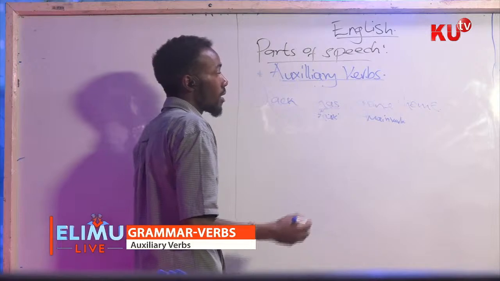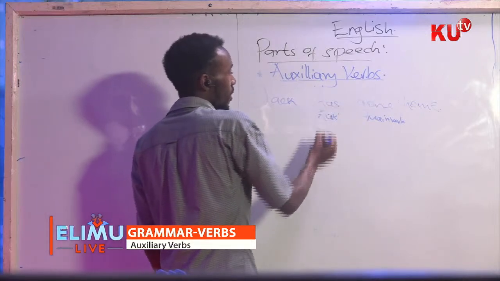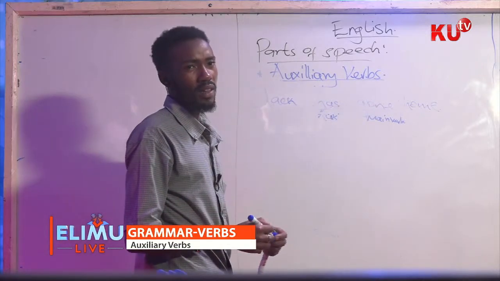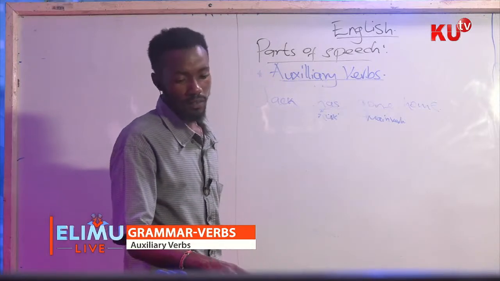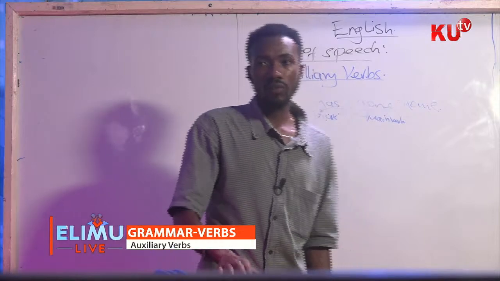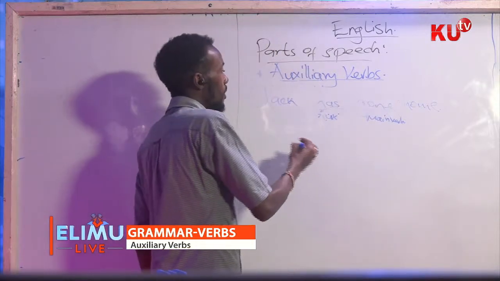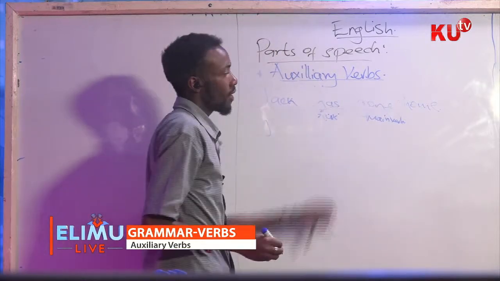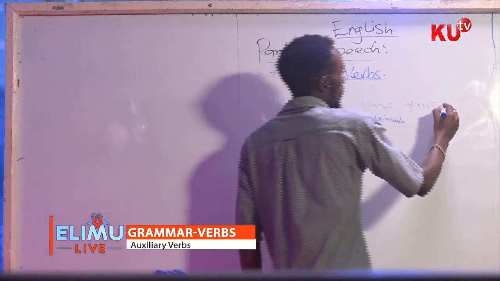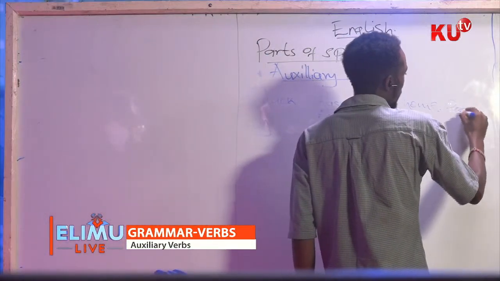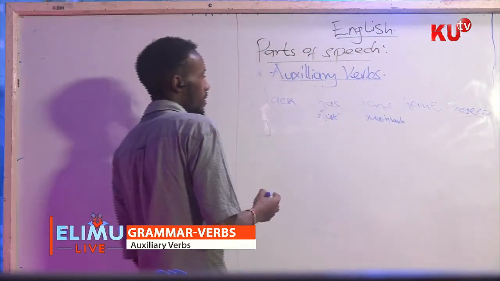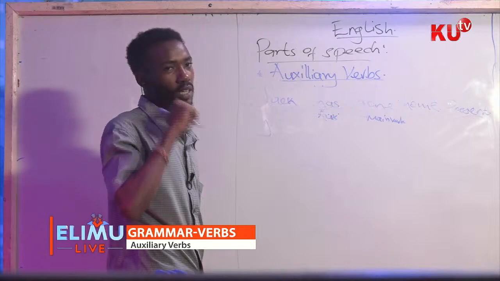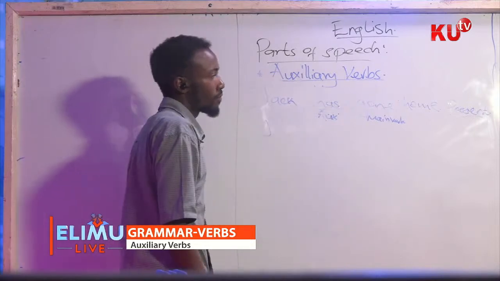We can still change this one. The auxiliary verb is the one that determines the tense of the sentence. The auxiliary verb determines the tense of the sentence. So in this case, this one is the present tense. I want us to transform it into future tense.